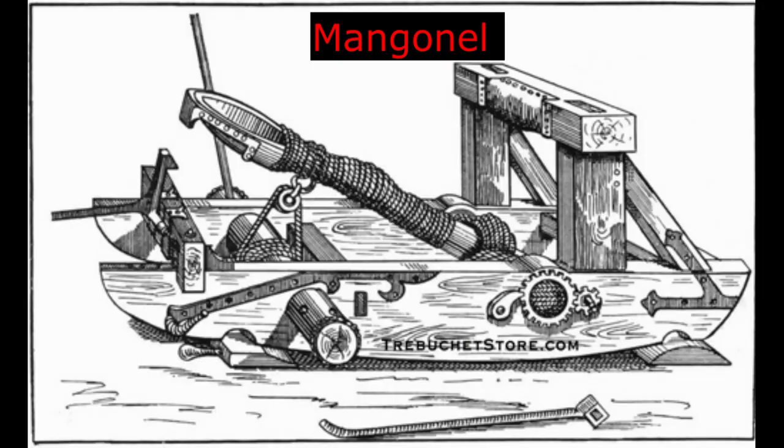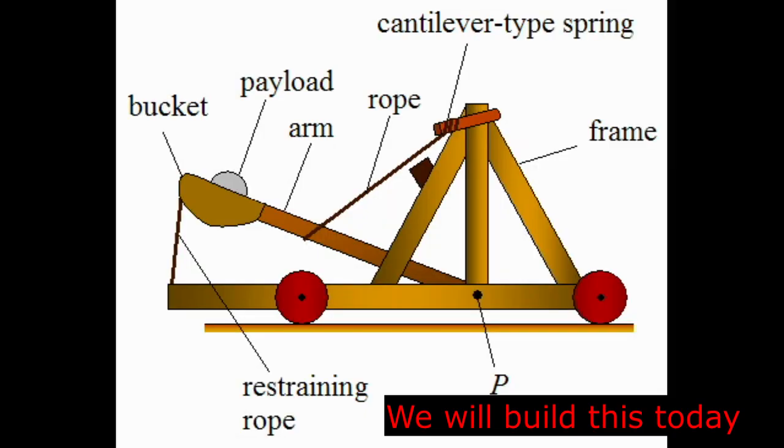Now, this is Mangonel. We are going to build a catapult using this principle of the Mangonel. So, let's see more about this catapult. It will have a bucket, payload, arm, and cantilever spring. We are also going to create a frame for this. So, we'll build this catapult today.